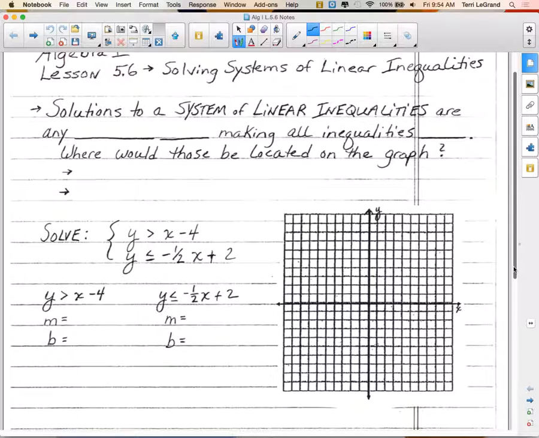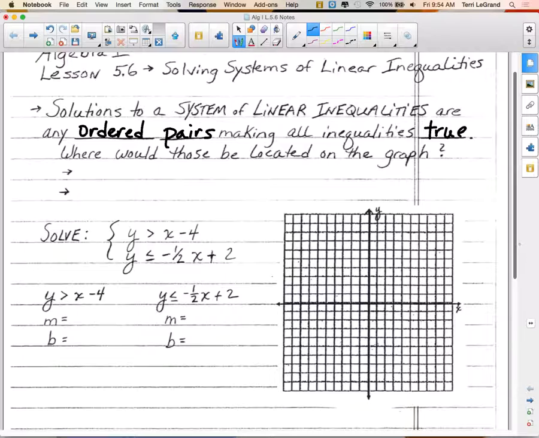So solutions to these systems of linear inequalities are any ordered pairs making all the inequalities in the system true. Just like with our system of equations, you can't just make one of them true, it has to make both or all of them true. So where would these be located on the graph? Where would we find them on the graph?